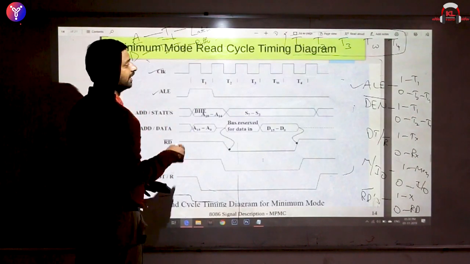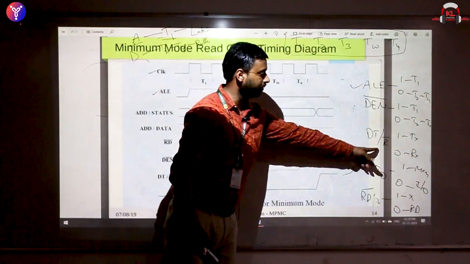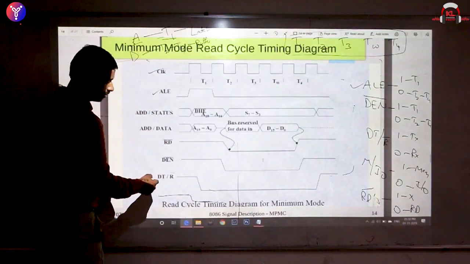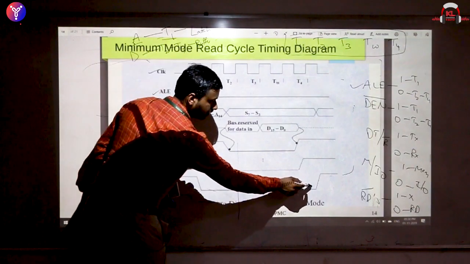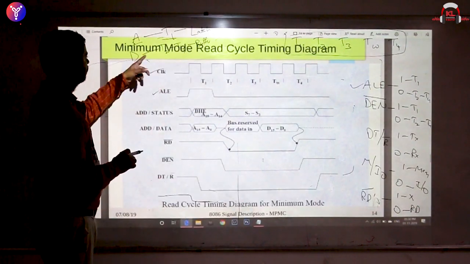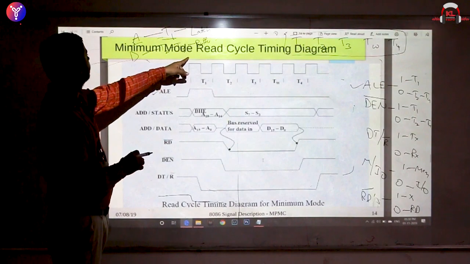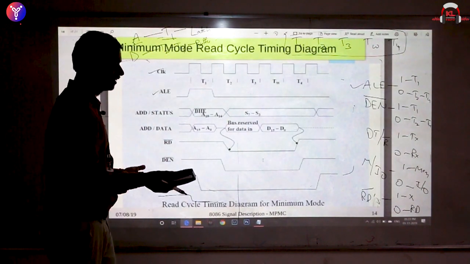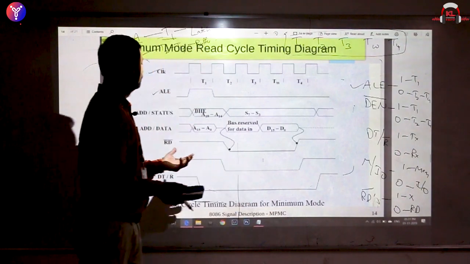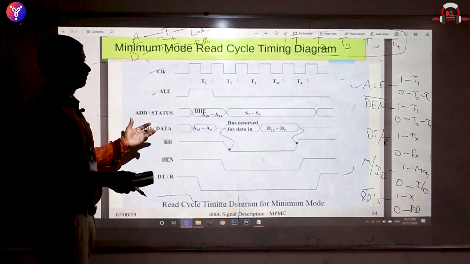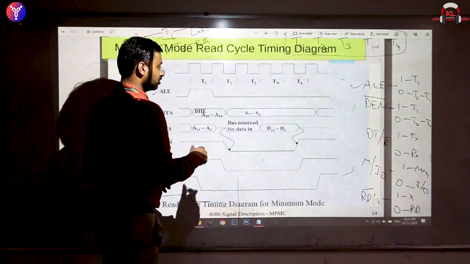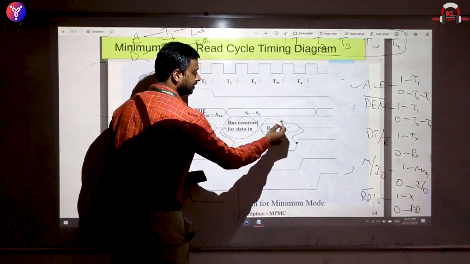Now we are selecting a read cycle. Read cycle, DT/R will be receiving. Receiving means it's a 0. So DT/R is a 0. And M/IO, we are asking for a memory, but it didn't mention memory or IO, so we can skip that. And the important part is the address or data. As it's a read, we immediately don't have the data with us, so you have a reserved space plus data.